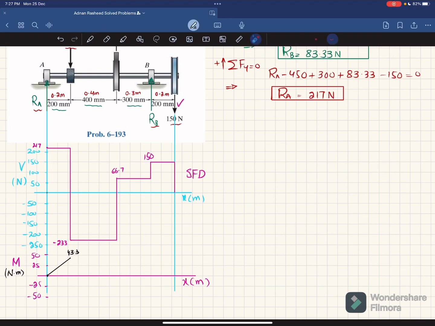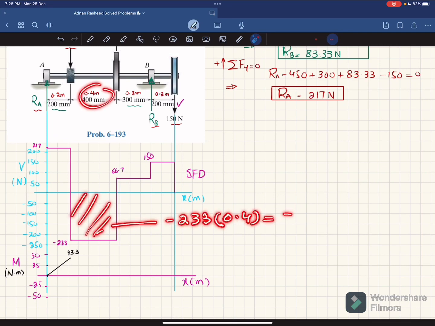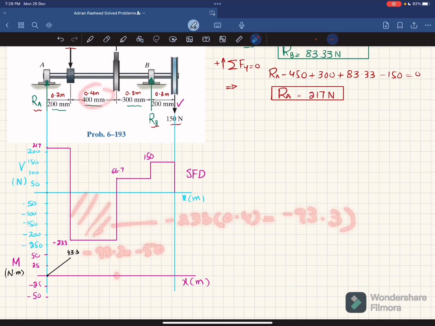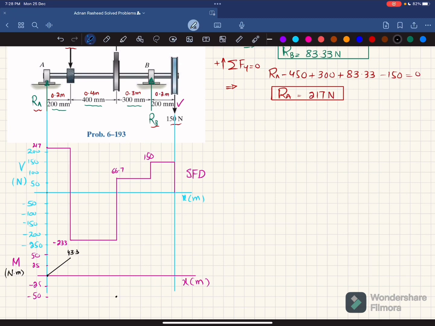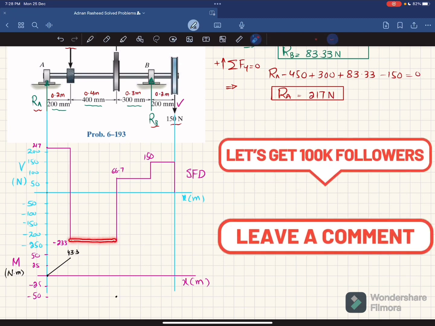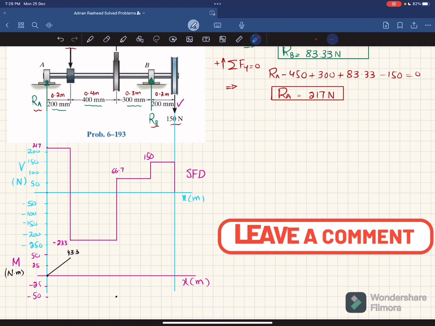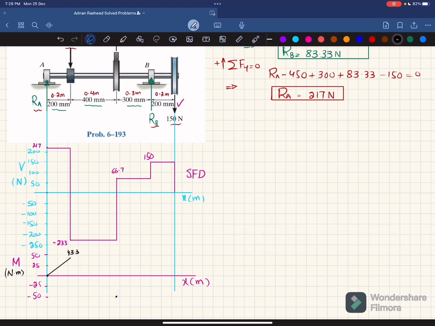Now the second area under the shear force diagram is this area, and this area is equal to minus 233 multiplied by this 0.4, and this will be equal to minus 93.3. So plus 43.3 minus 93.3 will bring it to minus 50 at this length. So we'll plot minus 50 at this length. So minus 50 is this point. Now this shear force is a horizontal line with 0 degree and this area is negative. So bending moment will be 1 degree higher and the slope will be decreasing. So we'll join these 2 points using a straight line.